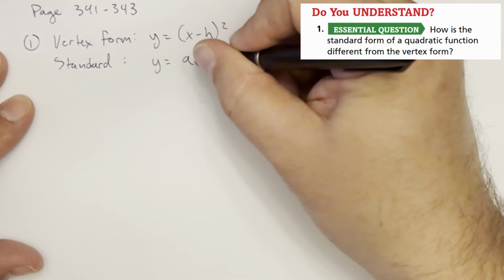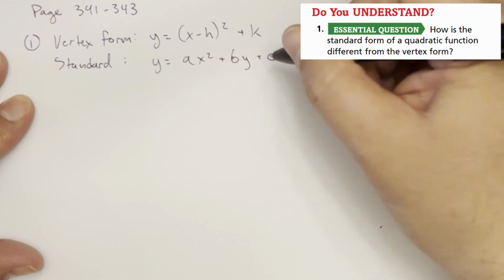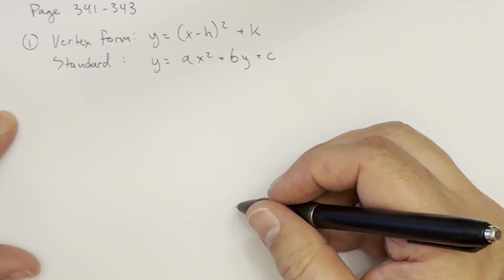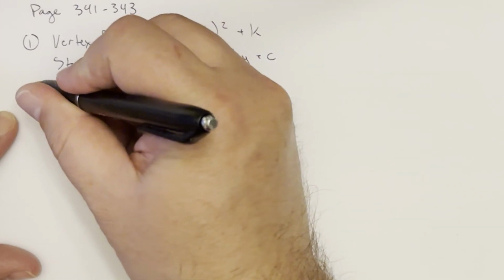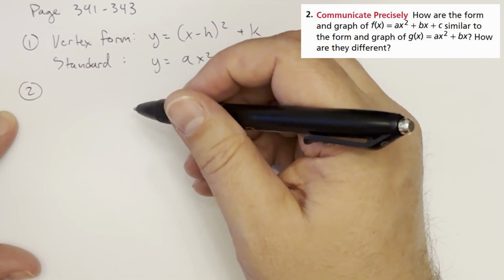The standard form, meanwhile, is y equals ax squared plus bx plus c. I wrote y there. Don't worry about that. It's bx. So those are the two forms. Hopefully you can explain that.